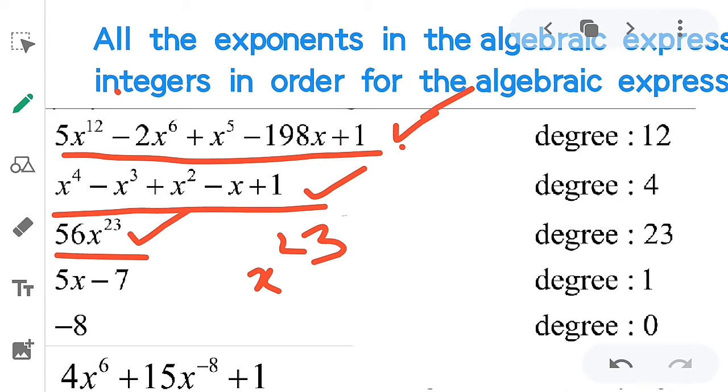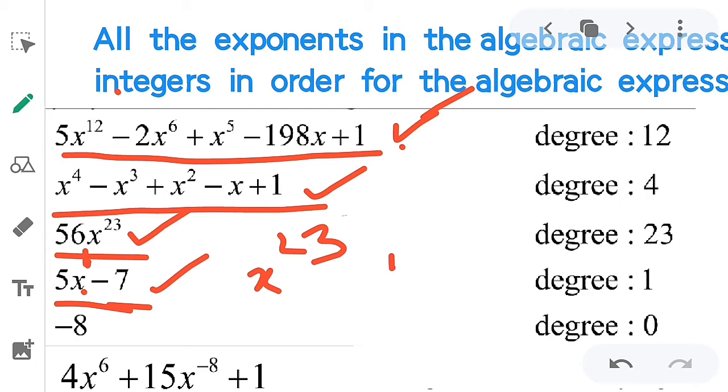Now let us see the next one, 5x minus 7. So what is the power of x here? There is no power represented, so we have to take this power as 1. 5x power 1 minus 7. So what is the power here? 1. Is it negative or positive? Positive. Hence it is also a polynomial.